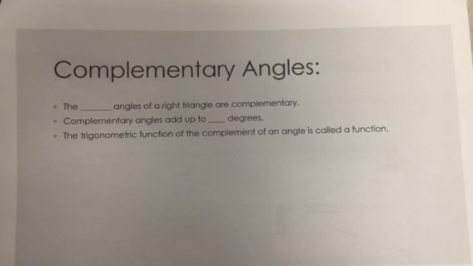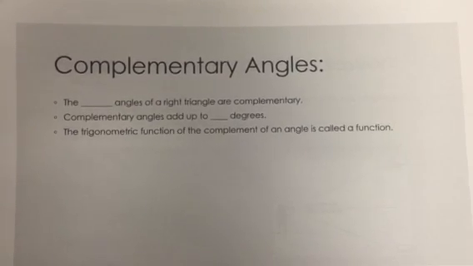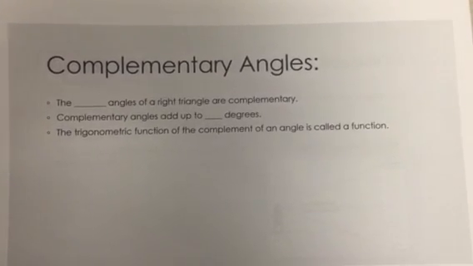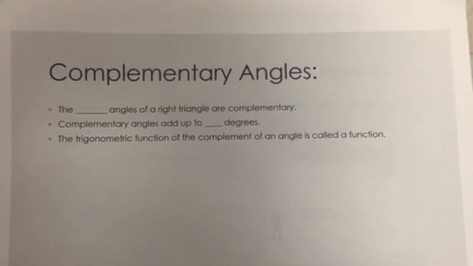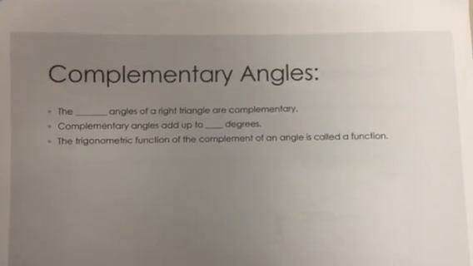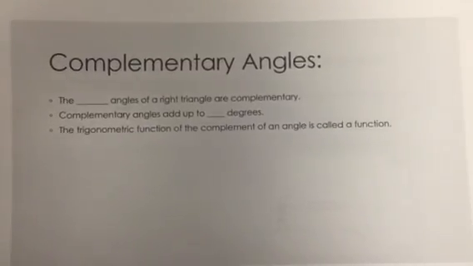The acute angles of a right triangle are complementary. Complementary angles add up to 90 degrees. The trigonometric function of the complement of an angle is called a cofunction.